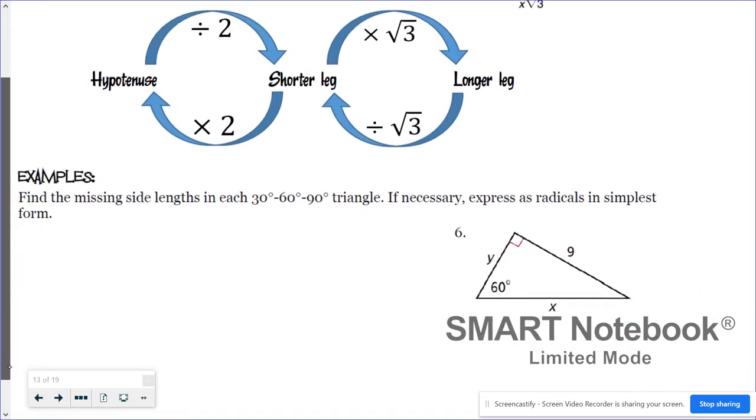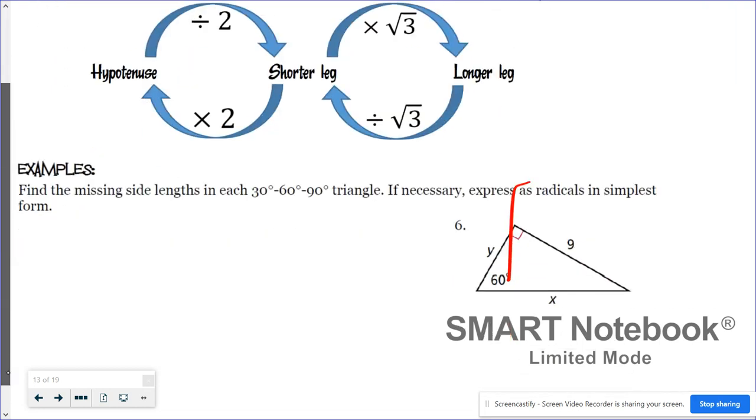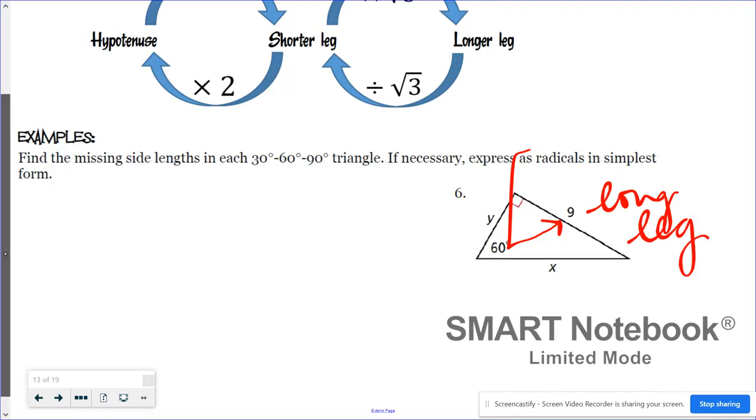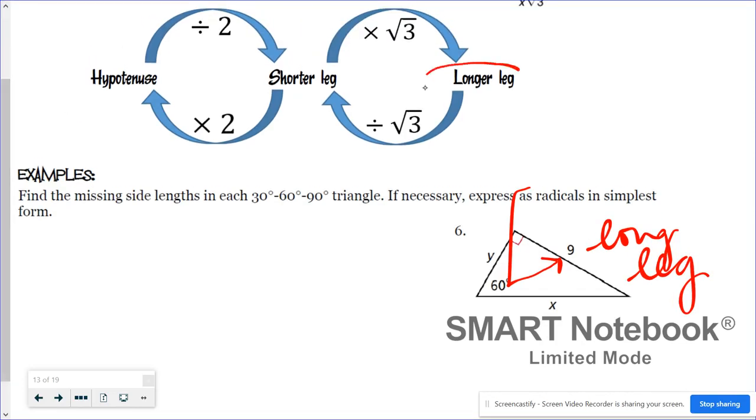Let's take a look at one more of these. In problem number 6, I am given a leg of 9. Notice that it's opposite the 60-degree angle, which makes it the long leg. So I should find the shorter leg first. I have the longer leg, so to find the shorter leg, I need to divide by the square root of 3. So I need to take 9 and divide it by the square root of 3.